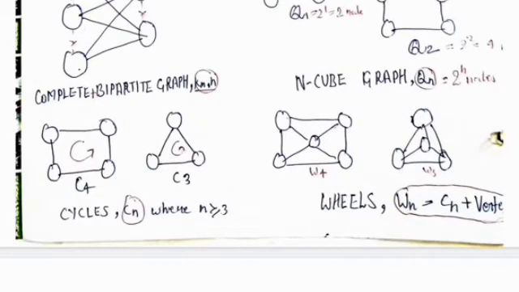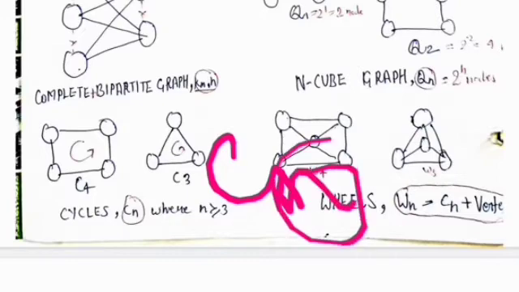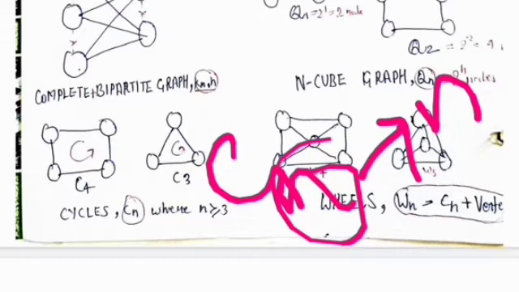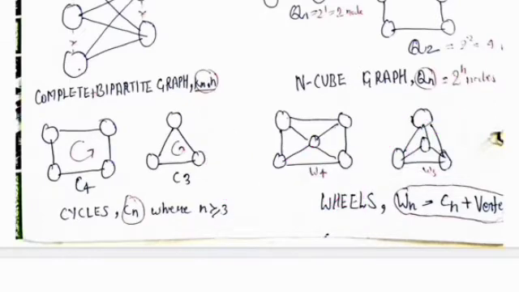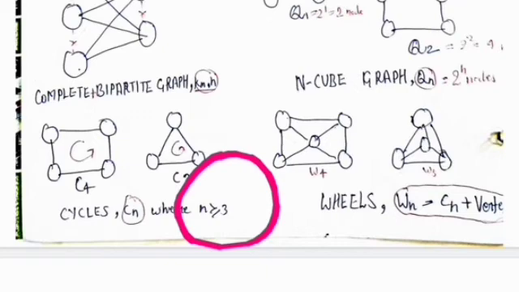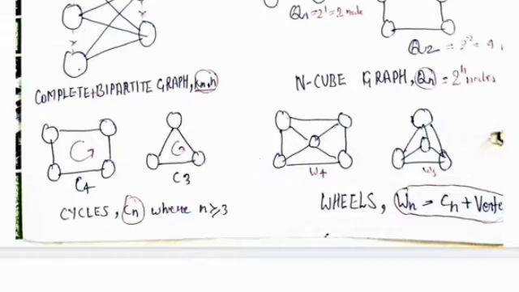A cycle graph or cyclic graph is defined as a graph which contains a cycle. It is represented like Cn, where n represents your number of nodes, but here the number of nodes must be greater than or equal to 3, because at least 3 nodes are required to make a cycle. So a graph which makes a cycle, means the starting and ending point is the same, is called your cyclic graph.